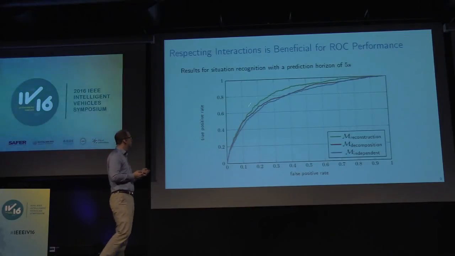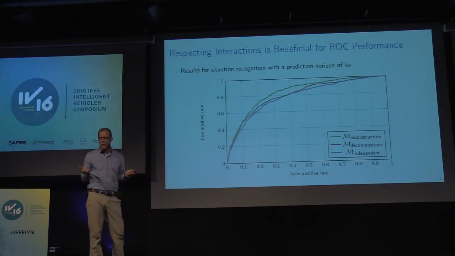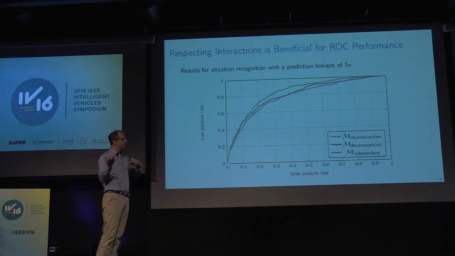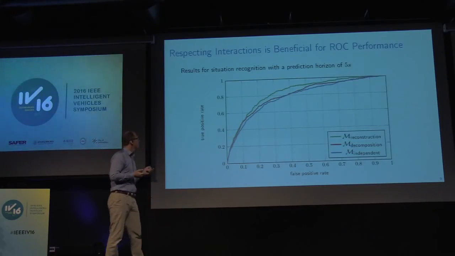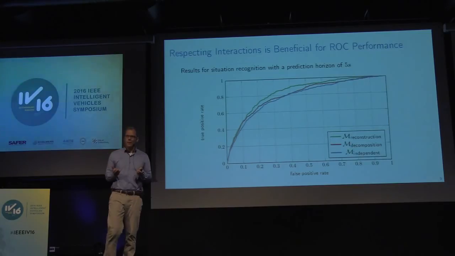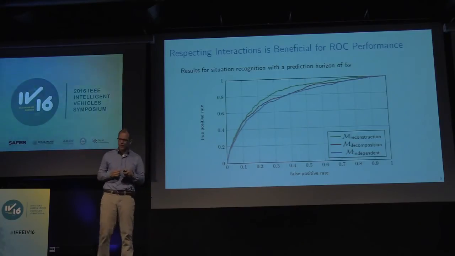So the measure is the area under the curve, and as you can see here, if you take into account all the interactions, it performs best. If you take into account only one decomposition, it's getting worse. And the independent case is the worst one, still quite good. So you can say, if you do exact inference and take all the interactions into account, you are better at estimating what will happen in the future for this kind of scenario, as an example.